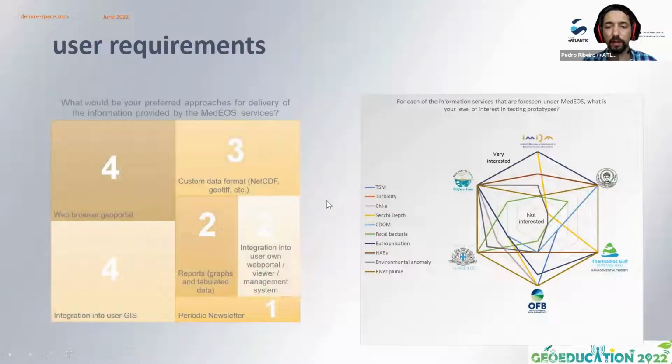Here we also evaluated the interest of these users, how they want this information to be fed to them. So mostly through a web browser portal, but also some users manifested the intention to have this data integrated in their own GIS systems. And here also a graph that shows the high interest that each of these products has raised among these users. It's not so easy to see, but most of the points are quite high. So the interest is quite high for all the products.